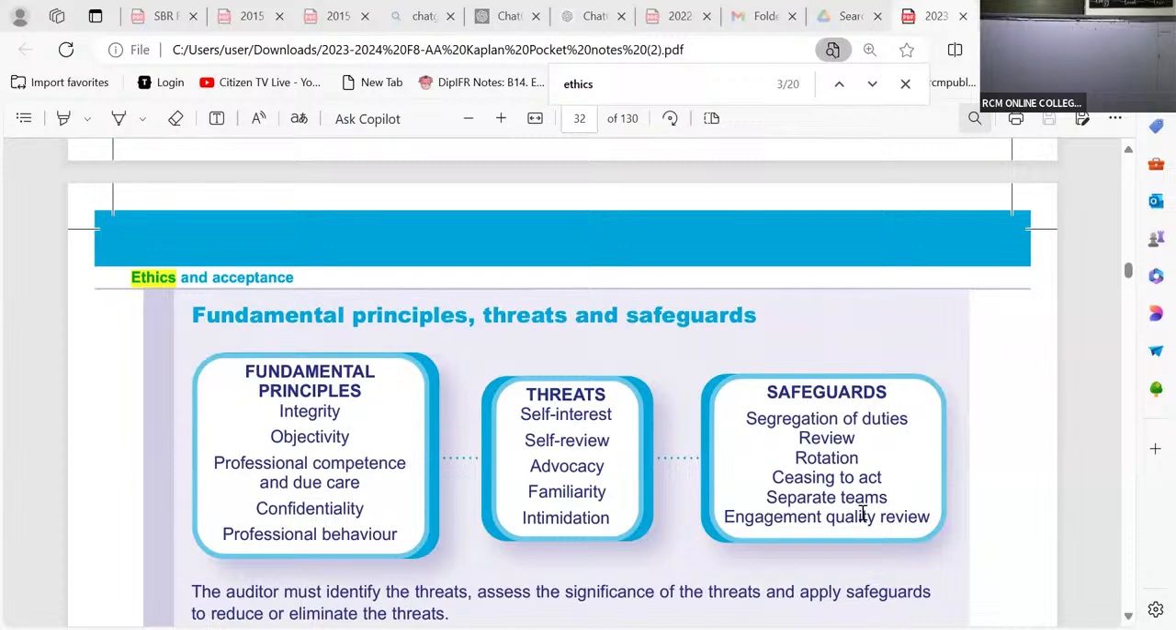We shall be having peer reviews. We shall be having our own quality reviews internally to ensure that things are done properly. I can see chats here, just a moment. Yeah, Chinese walls.